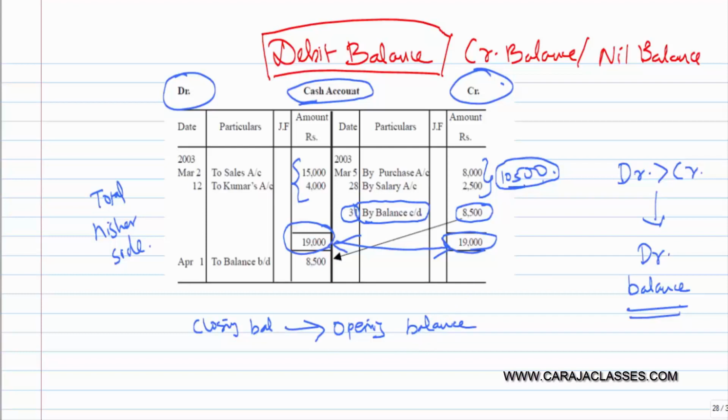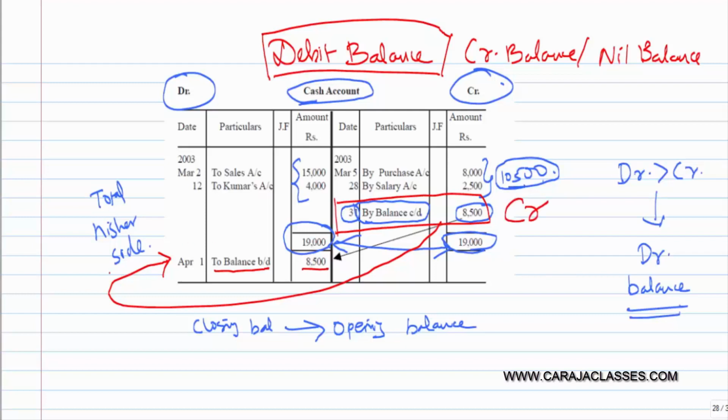In the previous accounting period, what was the closing balance? The closing balance carried down is 8,500. So that is going to become the opening balance on 1st April. We write to balance brought down 8,500. So when your closing balance is on credit, the opening balance will be on debit. If your closing balance is going to be on debit, the opening will be on credit. So this is the structure which we have to follow.